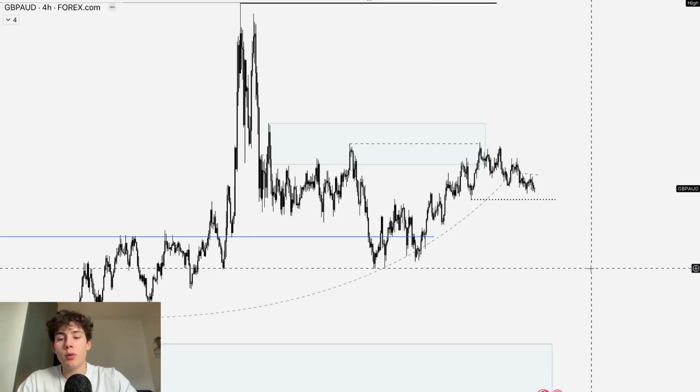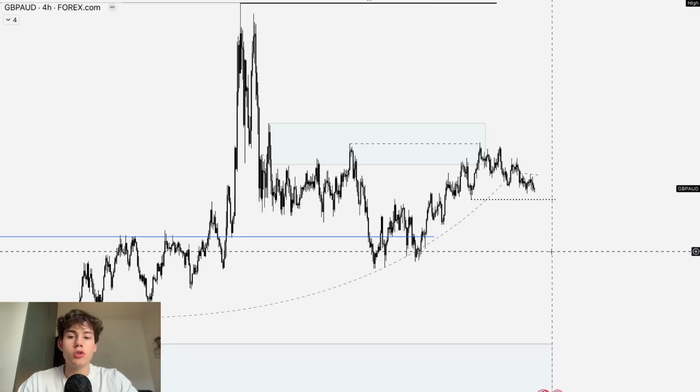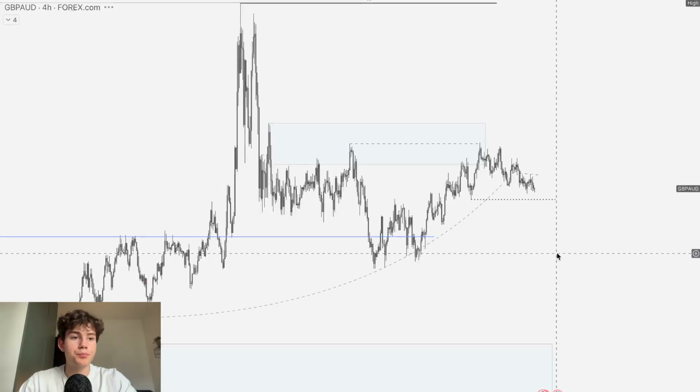So I'm going to be very patient and wait for a clear, strong high to be created, taking liquidity, and then I'm going to go short after my fractal break.